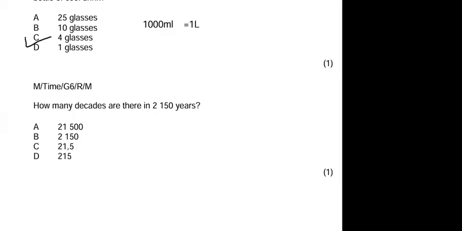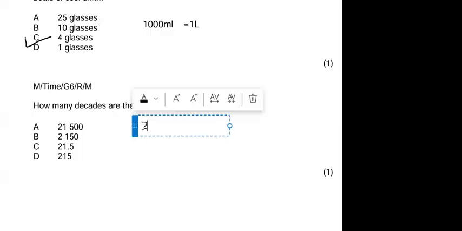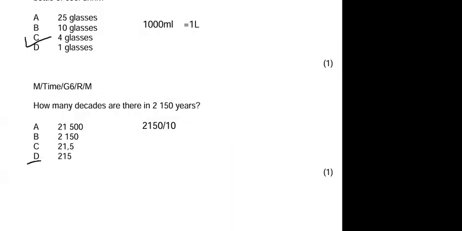How many decades are in 2150 years? Now, decade means it takes 10 years to make a decade. So we're just dividing this by 10. So we just cross off 0. So that's 215. I guess that's to check the students.